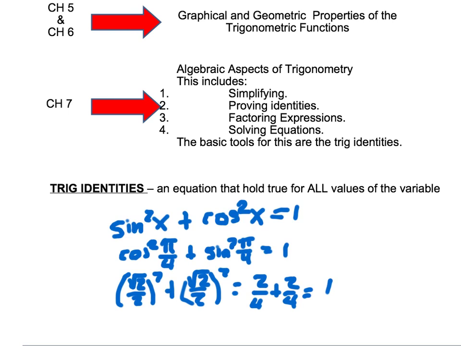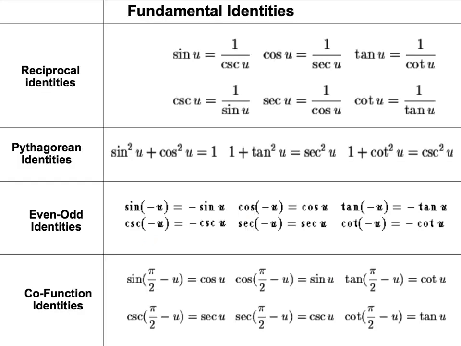But we proved in chapter 5 that no matter what value we put in for x, we're going to get a true statement. This next slide shows what we consider in trigonometry to be fundamental identities. You can see we don't have all the ones that are on our unit circle yet. Those will be covered as we continue through the chapter. But these are the ones we consider our most basic.